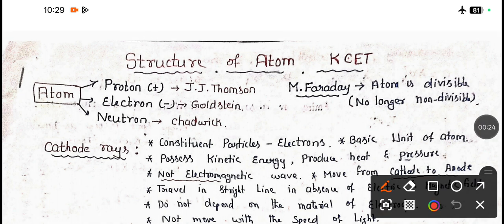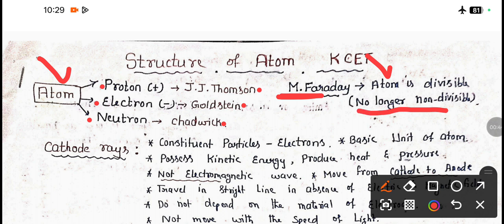As we know, in an atom there are three basic constituent particles: protons, electrons and neutrons. Protons were discovered by J.J. Thomson, electron by Goldstein and neutron by Chadwick. And according to Michael Faraday, the atom is divisible, which means the atom is no longer non-divisible. So atoms are divisible, as said by Michael Faraday.